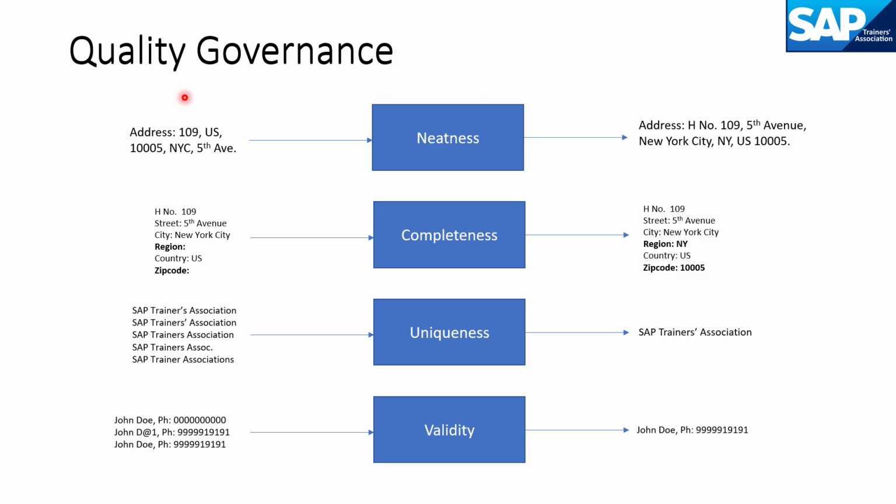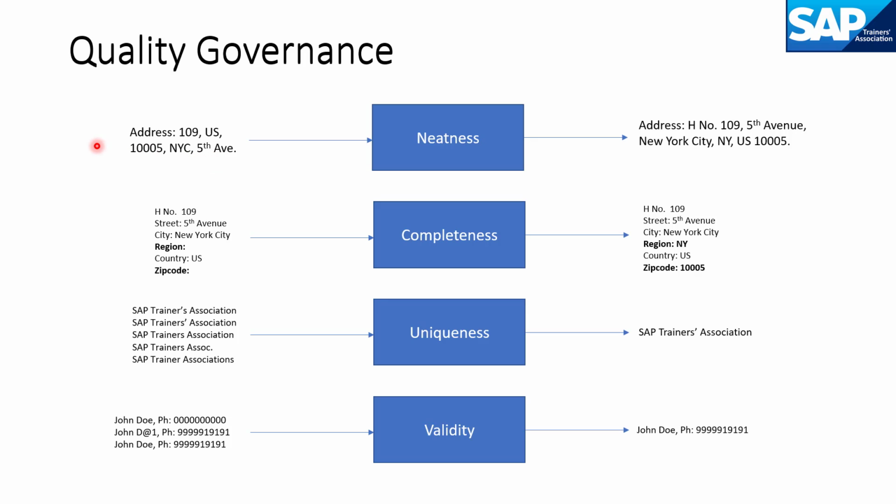So quality governance. Let's say the first thing is neatness. What is neatness? Look at this data. Address 109 US 1005 NYC 5th Avenue. Okay. Now 5th AVE, I mean, it's not even an avenue. Now this is an address. A human can read it as an address, but is it neat? Every street name is at the end, the zip code is before the city, then the country code is right after the flat number or your apartment number. This is the complete data, but it is not a very neat one.